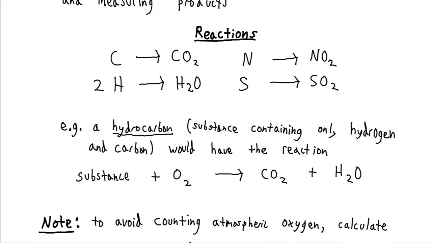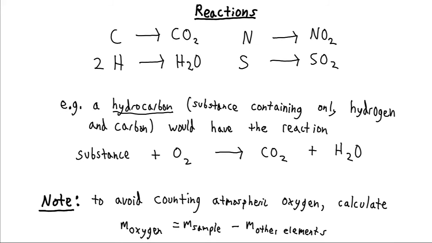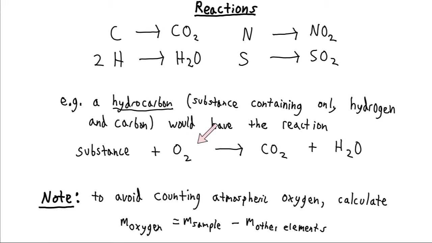Now, we have to be careful here that we don't want to count the atmospheric oxygen, because we are absorbing some amount of oxygen, we don't know how much, in order to react this substance and get it into the CO2 and H2O. So if we counted up the oxygen atoms on the right side, they would be some unknown mixture of oxygen, which was in our sample, and oxygen, which was influxed from the atmosphere. So what we have to do instead is take our sample mass and subtract away the mass of the carbon and the hydrogen and anything else that we can figure out. And whatever mass is left is going to be the mass of our oxygen.